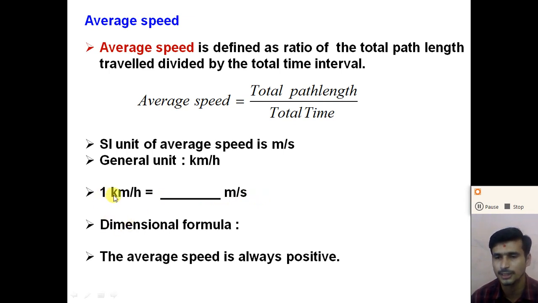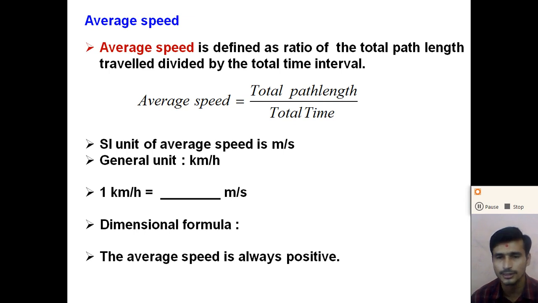So 1 kilometer is 1000 meters, and 1 hour is 3600 seconds, right? So kilometer per hour is easily calculated by multiplying by 1000 and dividing by 3600, right? Here we get 5 by 18. 1 kilometer per hour is equal to 5 divided by 18 meter per second, right? This we discussed in chapter number 2 also, how we convert kilometer per hour into meter per second.